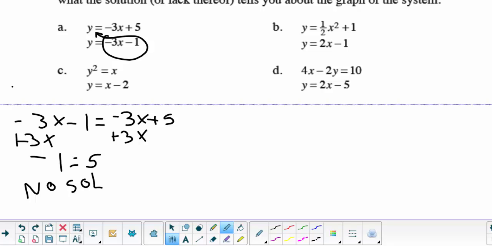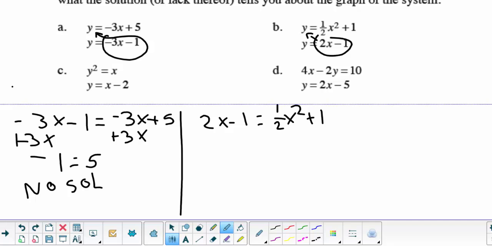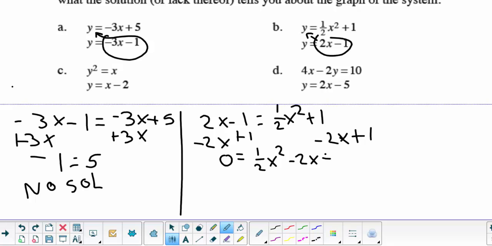All right, so let's take a look at B. I think I could squeeze B in right here. So same thing with B, since they both equal y, we can use substitution. I can plug that in. So I'm going to have 2x minus 1 equals 1/2 x squared plus 1. So now I want to get everything to one side, because we're going to have to factor. So whenever we see a quadratic in x squared, we should be thinking, we need to factor this. So I'm going to subtract 2x, and I'm going to add 1. So it's going to give me what? 0 equals 1/2 x squared minus 2x, and then 1 plus 1 is 2.